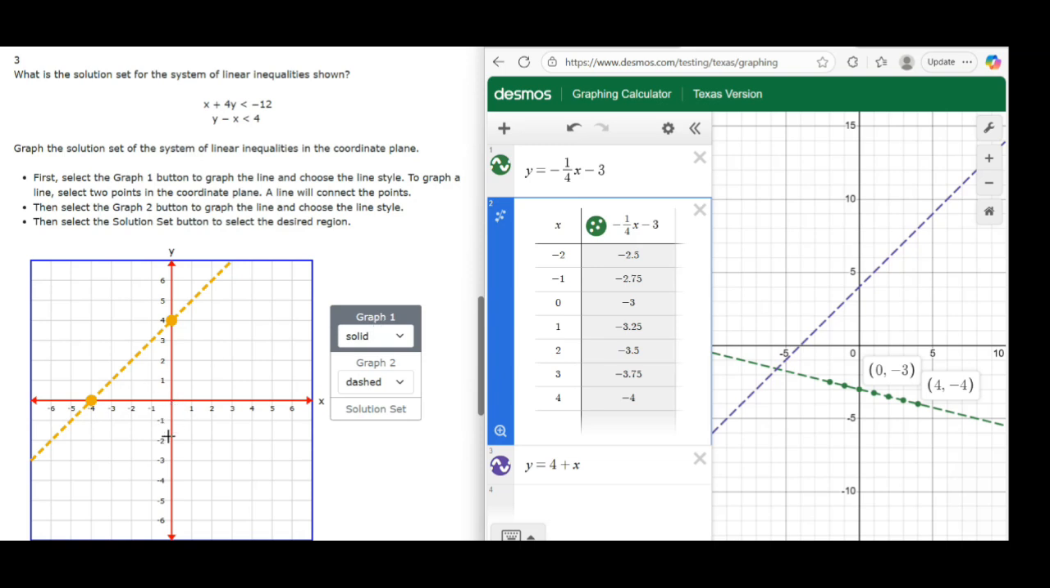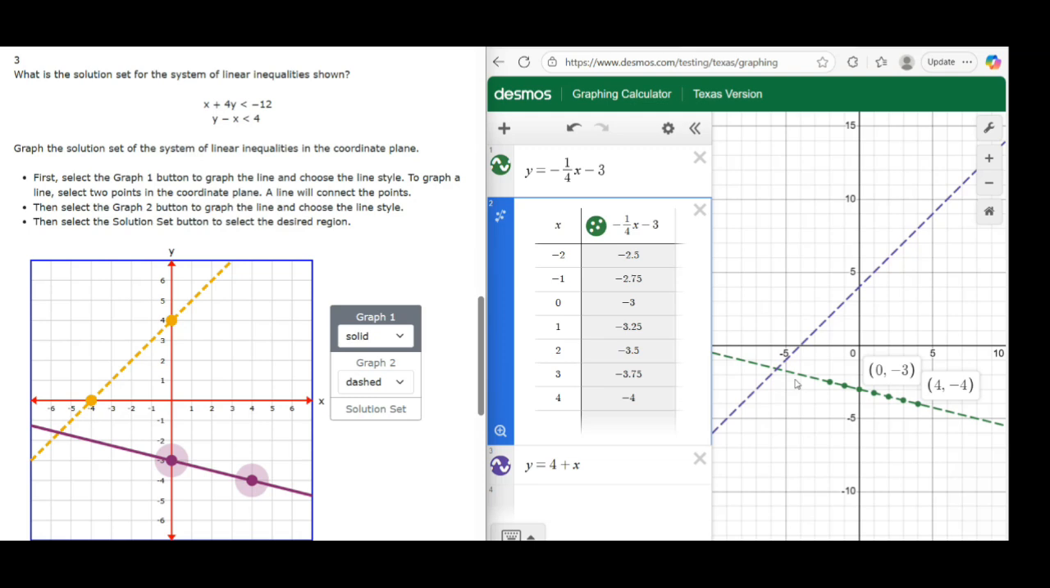So 0, negative 3. And again, just double check, guys, make sure it's in the same spot. It'll also help you plotting points if you're not so strong at graphing coordinates. And then 4, negative 4. So I go to the right 4 and then down 4. So right 4, down 4.